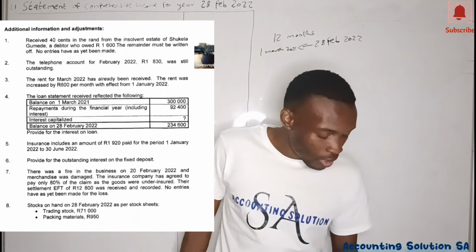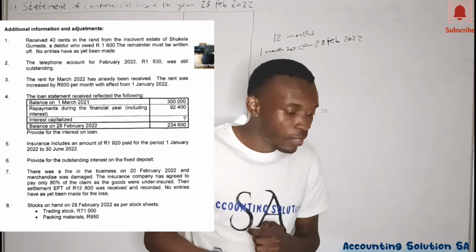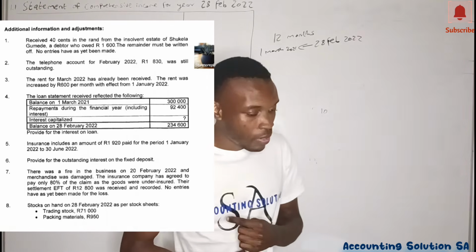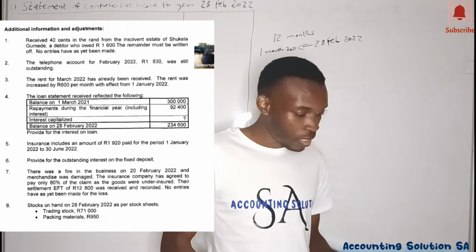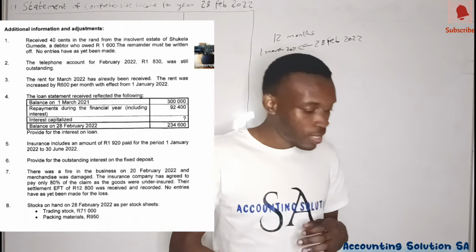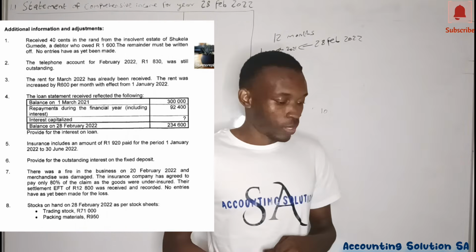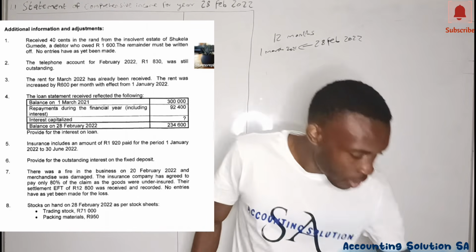Okay, then number 4, a loan statement received reflects the following. Number 1, on 1 March 2021, they give us a balance, then we have a repayment, then we have interest capitalized, and balance on 28 February 2022. Okay, then they said provide the interest on loan. We're going to do that.